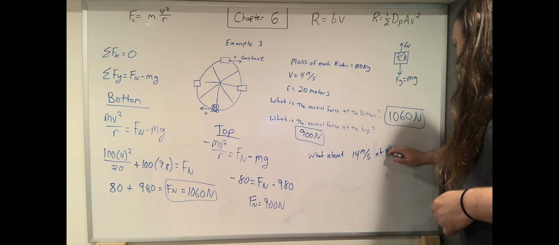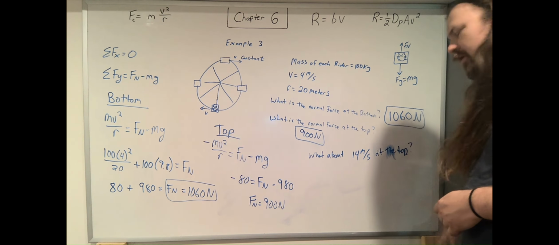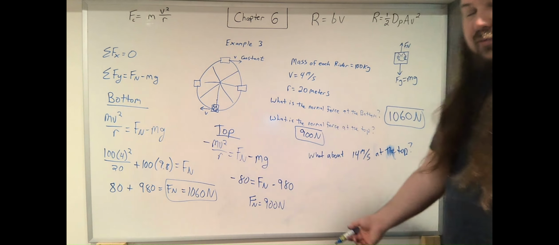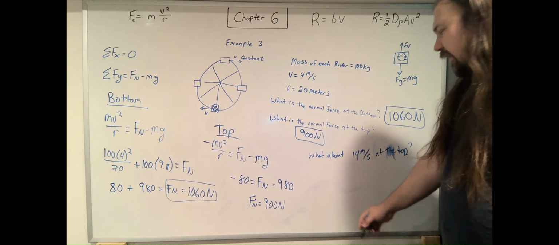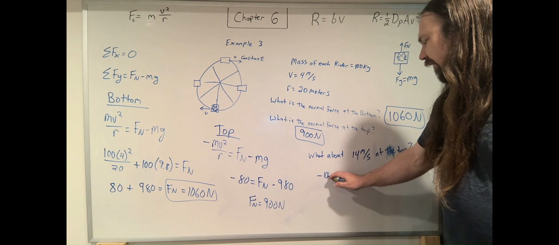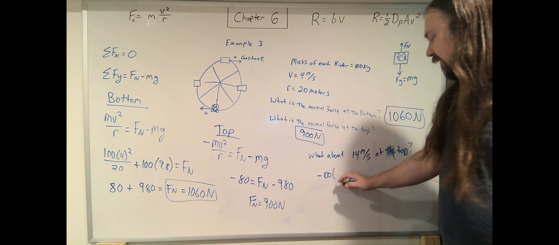Oh, boy, screwing everything up. What do we get for the normal force again? Okay, so we're going to use the top. We're going to run through and see what we get for the normal force if that's the case. So I would have a negative. I would have the mass of the rider remaining at 100. But now for velocity, I'm going to put 14.